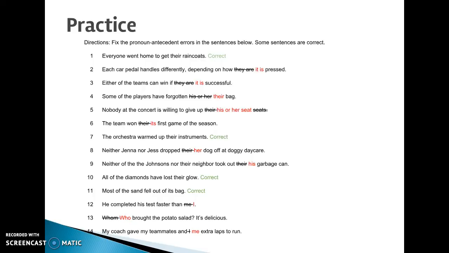"Either of the teams can win if they are successful." So "either of the teams" separates teams out.